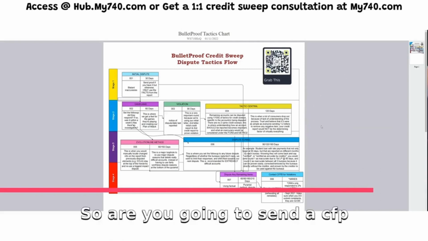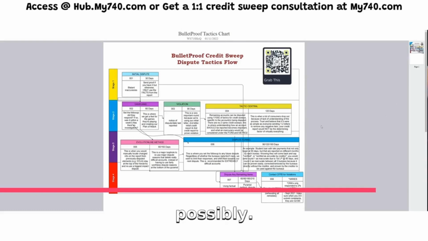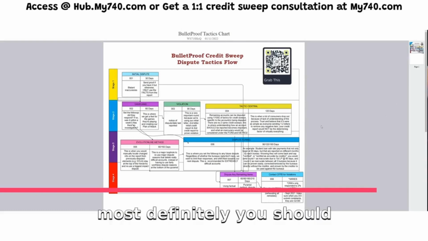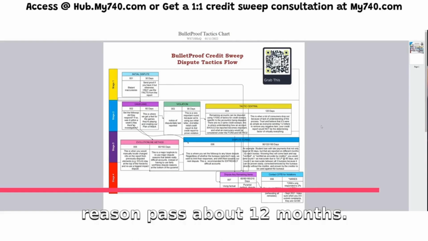Okay. So are you going to send a CFPB complaint at 6 months? No. Are you going to do it at 9 months? Possibly. Are you going to do it at 12 months? Yes, most definitely. You should not be disputing unless there's a very specific reason past about 12 months.